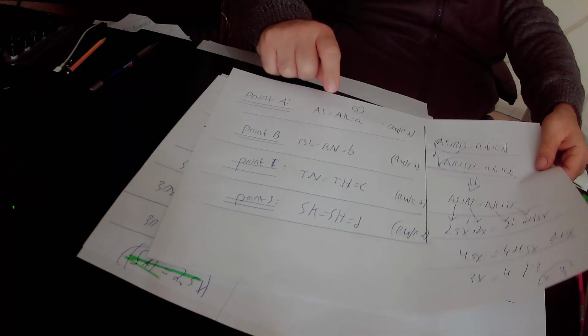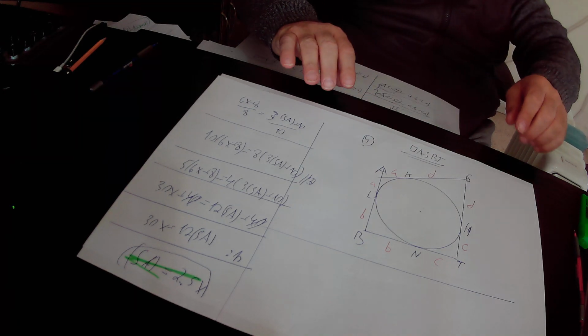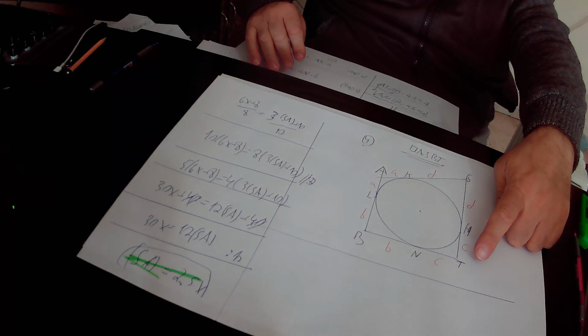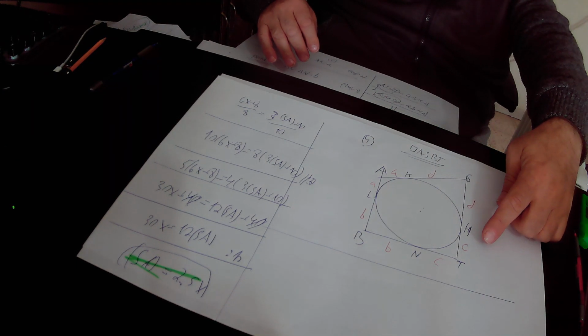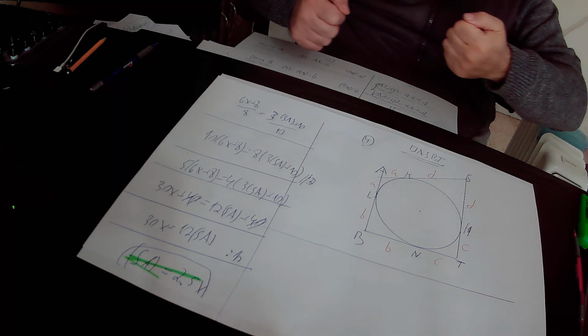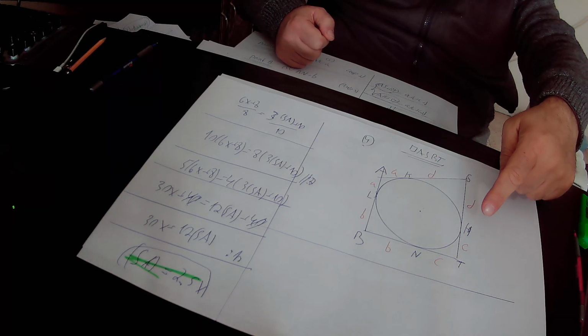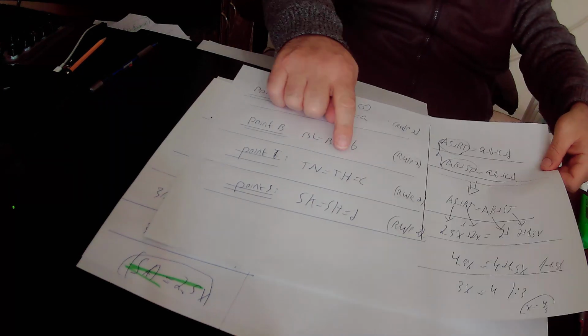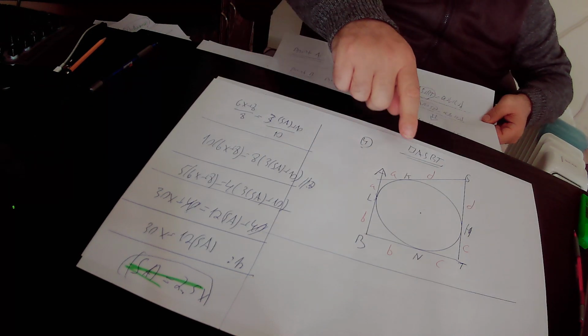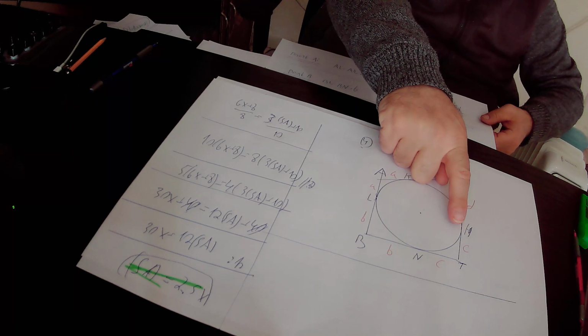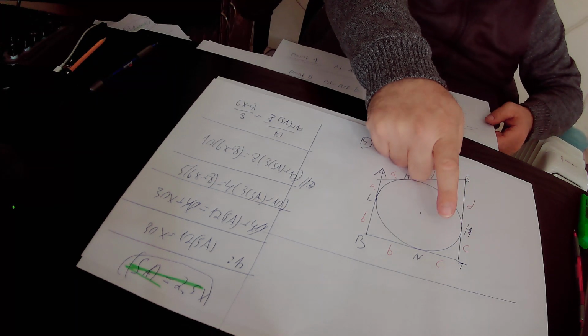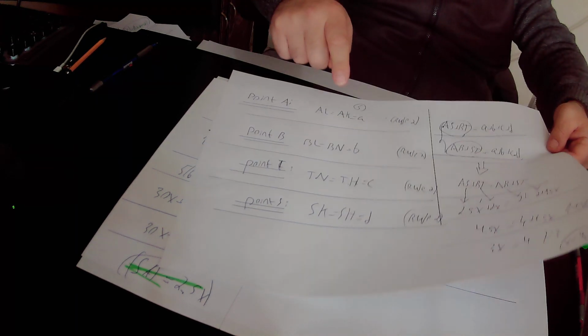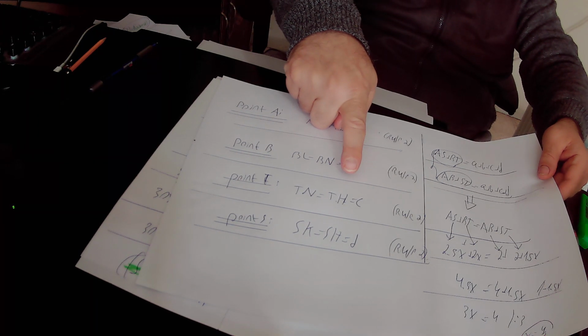Then we focus on the common side point, point T. From point T, we have two tangents to this circle, tangent TH and tangent TN. According to rule 2, they are equal to each other. That is to say, TH equals TN. So if we define the length of TH as C, then TN must also be equal to C. So in conclusion, TN equals TH equals C.